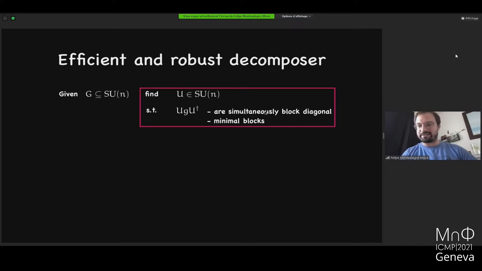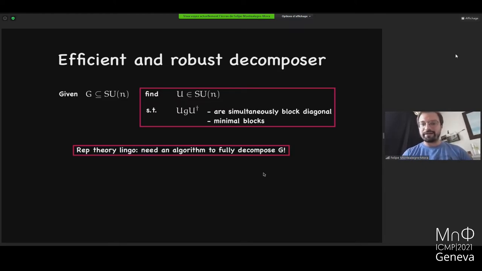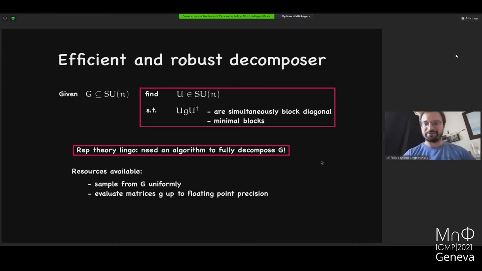So this same loop can use some output elements, and output elements get the same block diagonal structure. And you also want that block to be minimal, of course, you just want to get the most out of it. So, in representation theory, what you want is to fully decompose the group as a representation of itself.